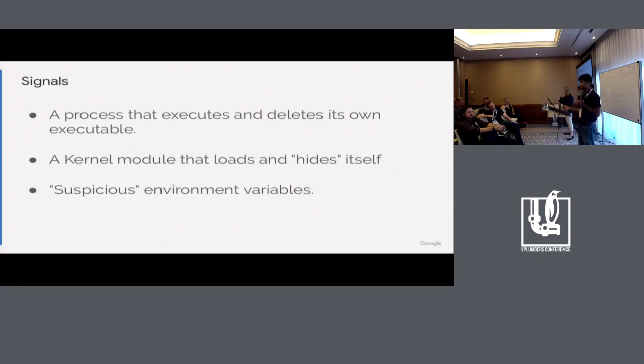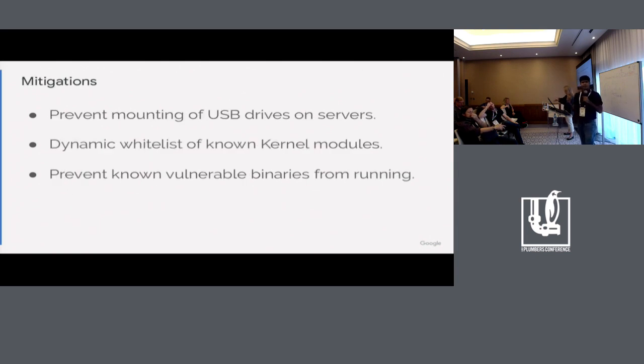So you just want to audit log that, and then you want to establish a fingerprint, and then you want to mitigate based on that. Some mitigations that we plan to do, or we could do with this stuff: in data centers, why do you want to mount USB drives on servers? You might want to have a whitelist of what you are allowed to mount, but that sort of dynamic whitelist, or dynamic MAC, could be configured with eBPF. Again, a whitelist of known kernel modules is something you can configure as a MAC using eBPF on module loads. Also, preventing known vulnerable binaries from running.